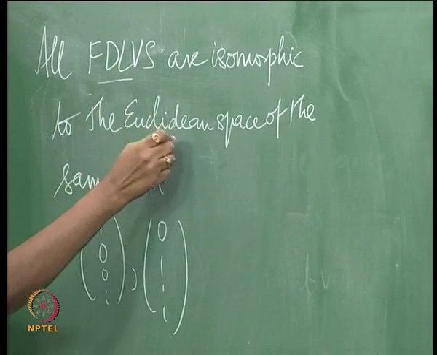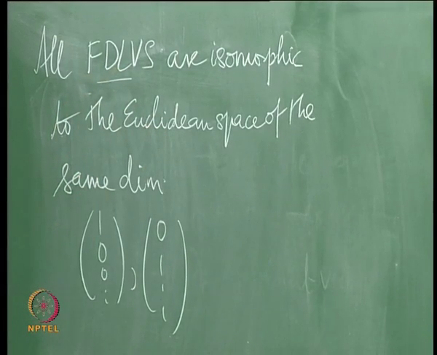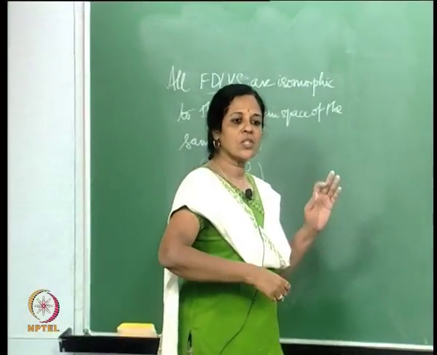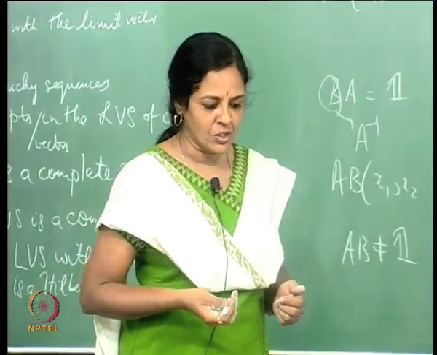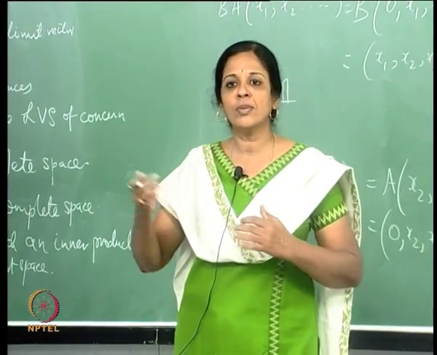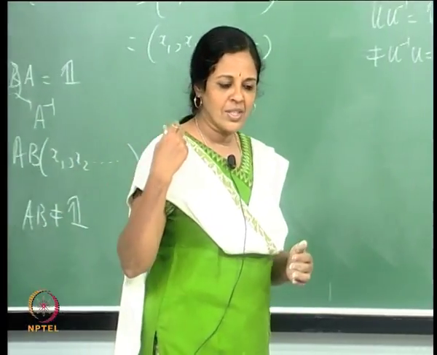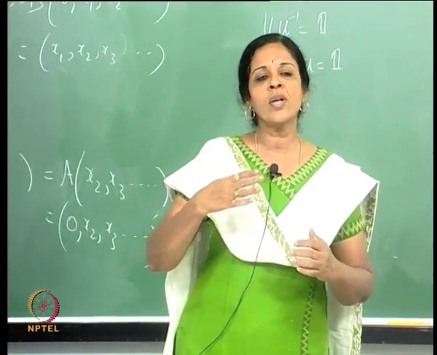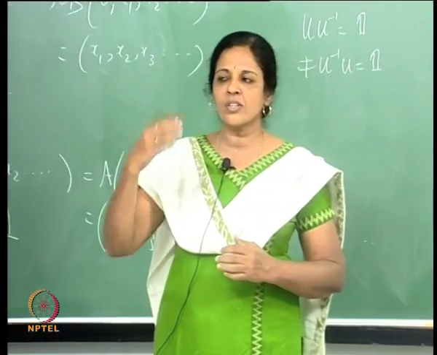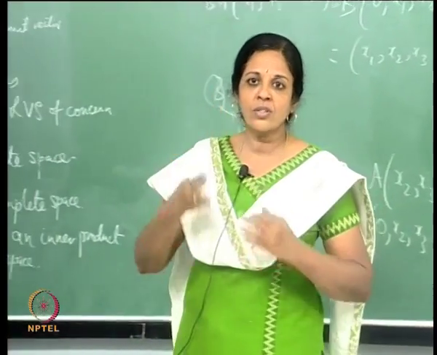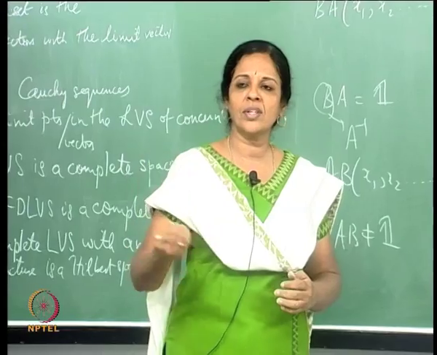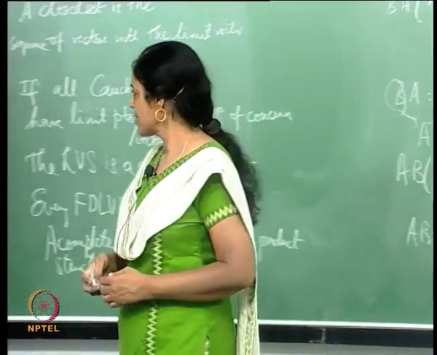Since all finite dimensional linear vector spaces are isomorphic to the Euclidean space, I could choose these column vectors as the basis states of a finite dimensional linear vector space. And indeed, that is what I have been doing till now, without as much as saying so. We found that we could always choose basis states 1, 0, 0, 1 in the case of the two-dimensional linear vector space, 1, 0, 0, 0, 1, 0, 0, 0, 1 for the three-dimensional linear vector space, and so on.